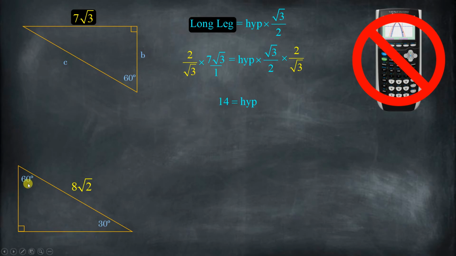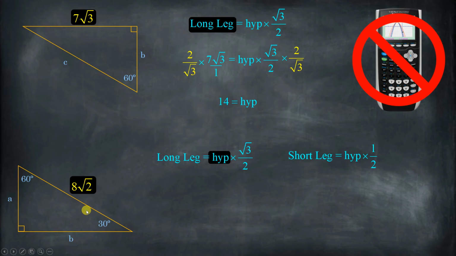Here it tells us it's a 30, 60, 90, and the hypotenuse is 8 root 2. So let's go ahead and set up our information that we know. We know for a 30, 60, 90 right triangle that the hypotenuse times the square root of 3 over 2 is going to be equal to the long leg, which is b right here. And we also know that whatever the hypotenuse is divided by 2, or times 1/2, is what the short leg is, and that's a. So the hypotenuse we know is 8 root 2, so we're going to plug that value in, and use that to simplify this to see what the long leg is.